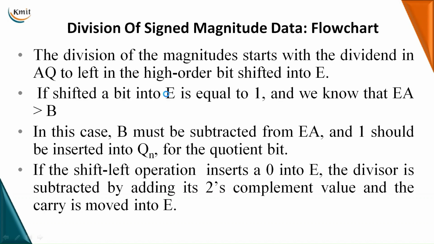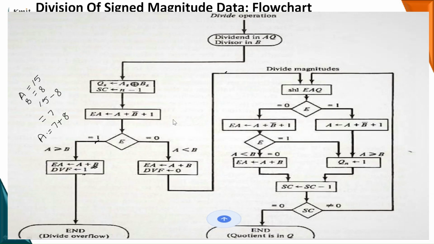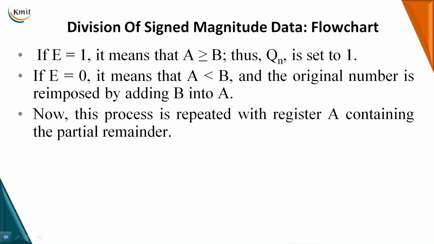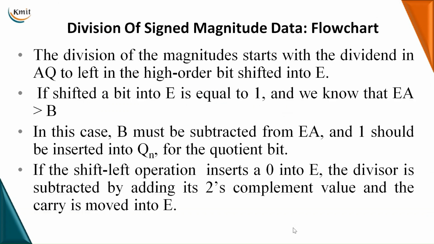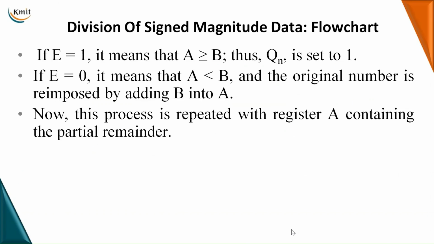Here you reimpose the original value by adding B back to A, decrement your sequence counter, and then check your sequence counter. This process is repeated with register A containing the partial remainder. Whatever is stored in A will be the partial remainder, which is given as an input back. You continue this process until the sequence counter is equal to 0. So this is about the sign magnitude division algorithm. Thank you.